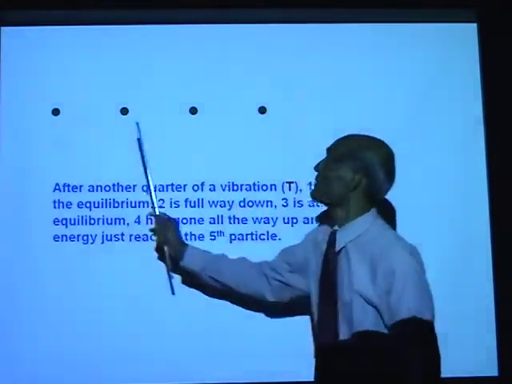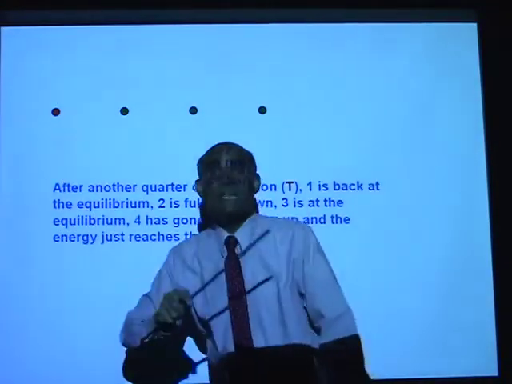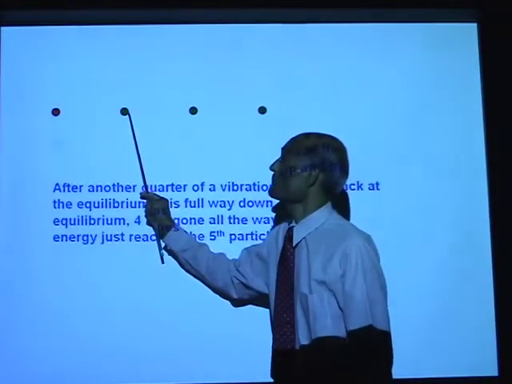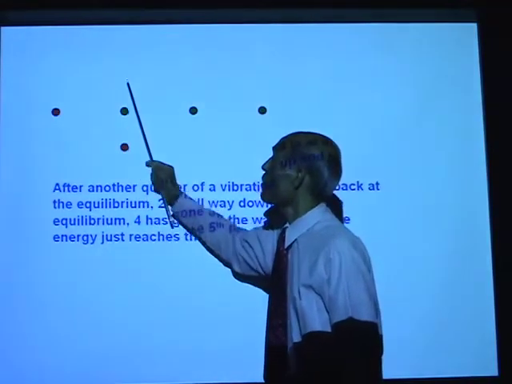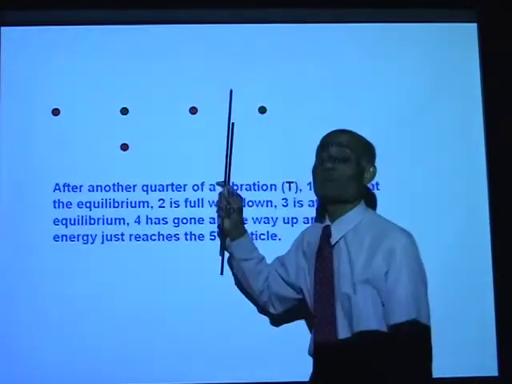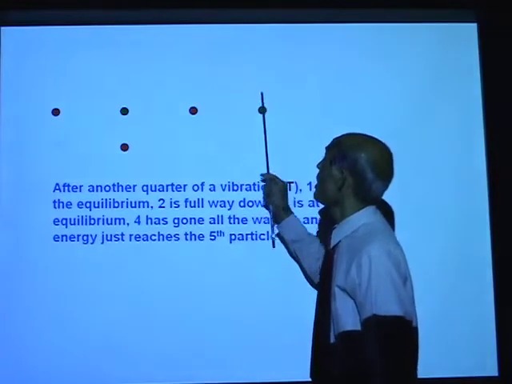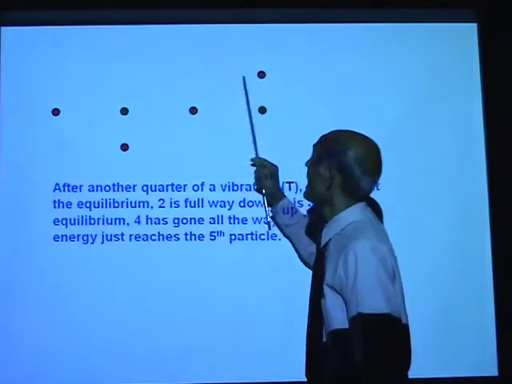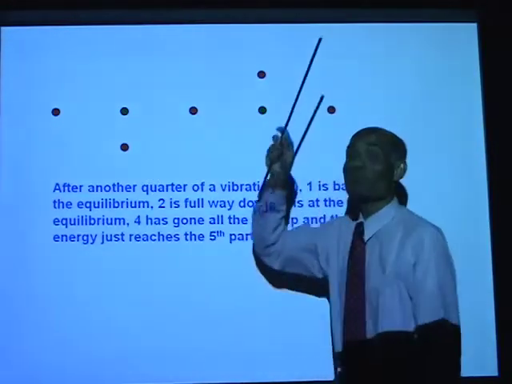In one full period, you can see the first particle has come back. It has completed one vibration, one full period. Where is the second particle? It is now all the way down here. It has completed 3/4 of a period. Where is this third particle? It's at the equilibrium position. And where is the fourth particle? The fourth particle has gone all the way there.